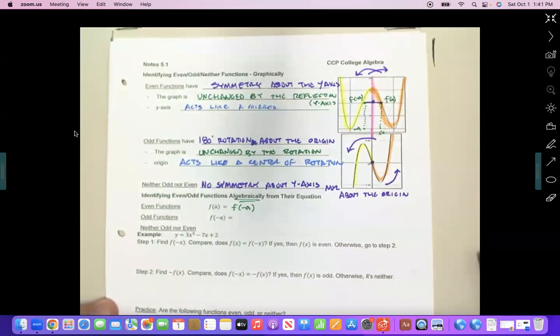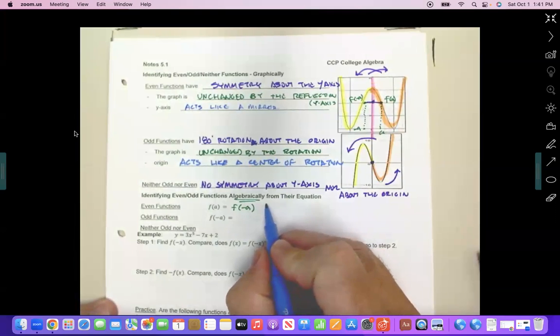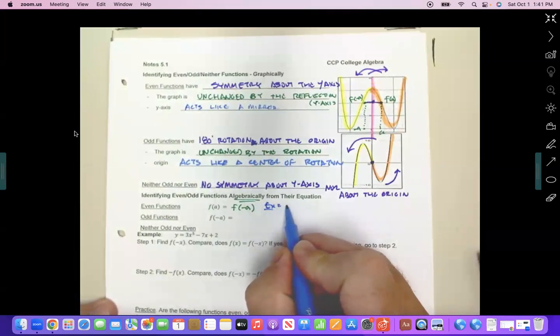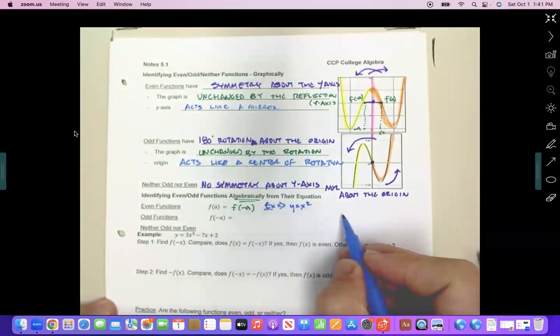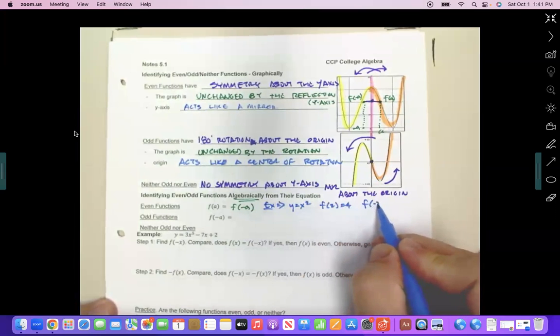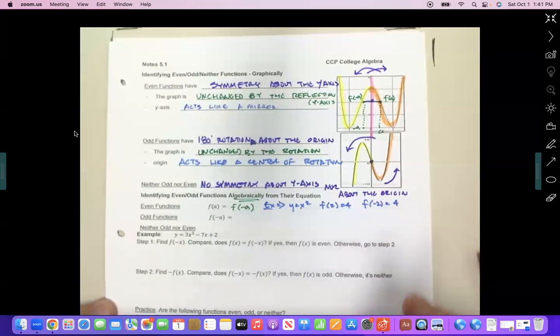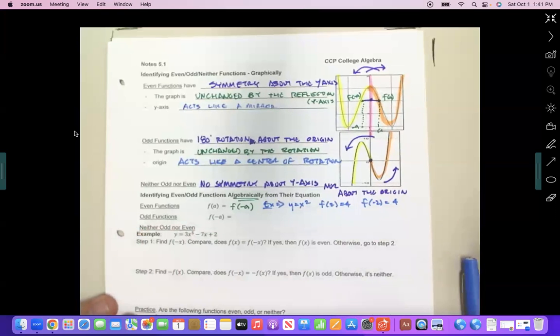An easy example to see this is we know that one of our even functions is y equals x squared. And we know that f of 2 will give us 4, and f of negative 2 will also give us 4. So it's clearly an even function. Algebraically, our odd functions act this way.